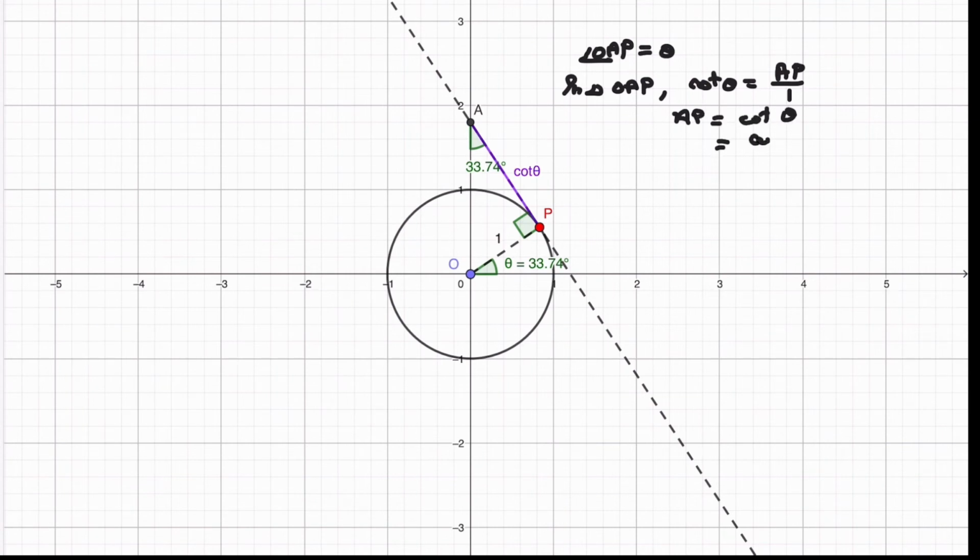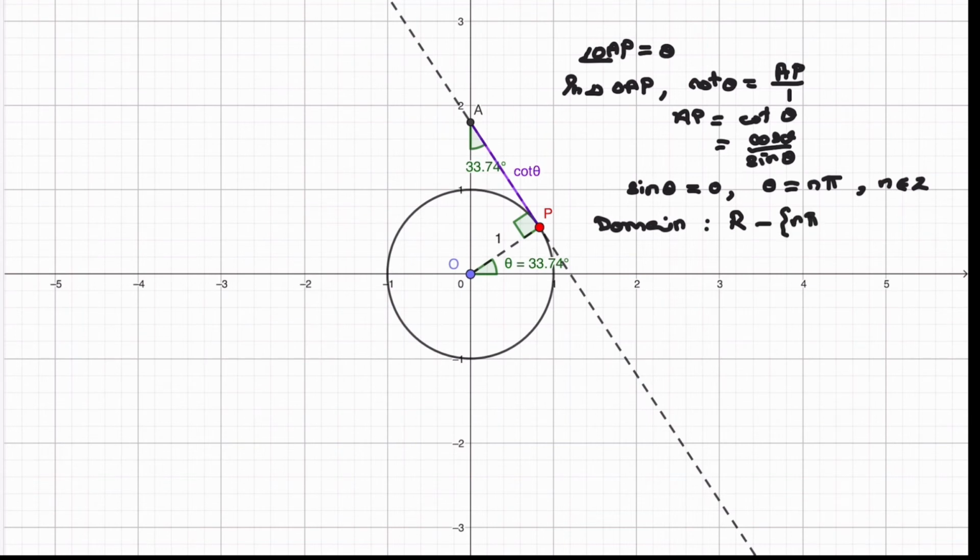And we know that cot theta is cos theta upon sin theta. Whenever sin theta is 0, cot theta is not defined, and sin theta becomes 0 for all integral multiples of pi. Therefore, the domain of the function cot theta is R minus all integral multiples of pi. Now, range for cot function is the real number set. It can take any real value.